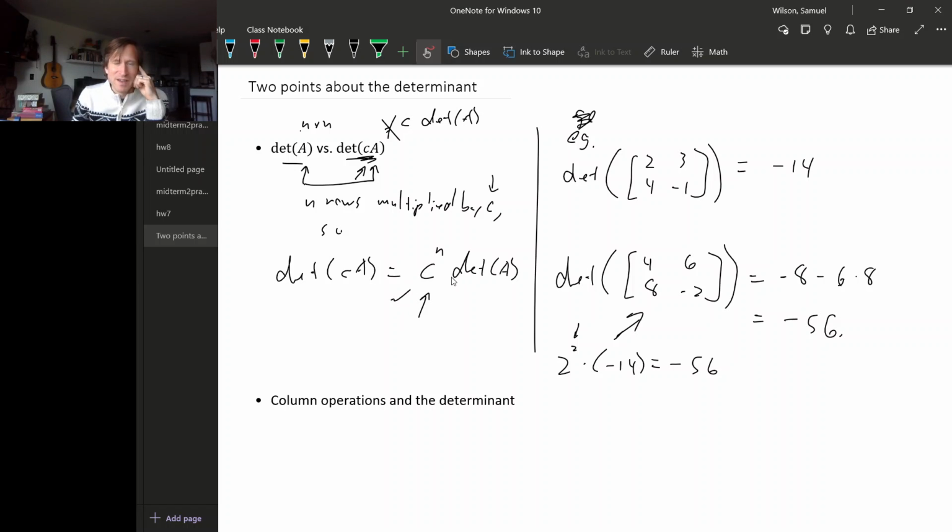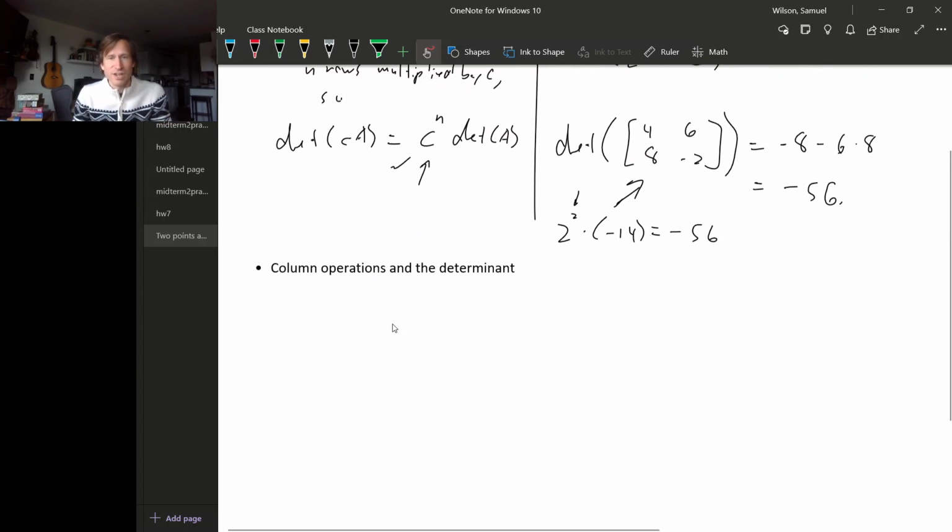The other thing I wanted to point out about the determinant is how column operations affect the determinant. We haven't talked too much about column operations. There are the same column operations as there are row operations: you can interchange two columns, you can multiply a column by a constant, or you can add a multiple of one column to another.